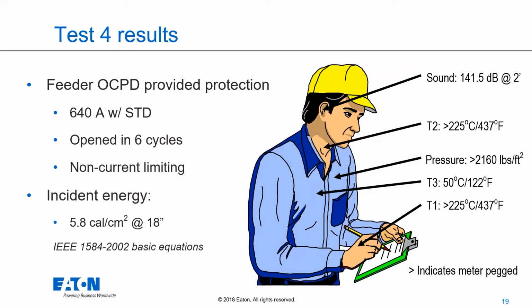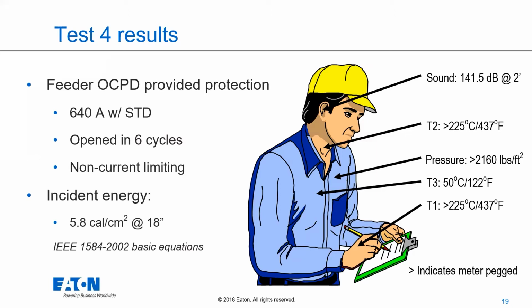6 cycles is longer than a typical molded case breaker, but that is what this type of breaker is designed to open in, right? So this breaker was opening the way it was designed to. Now my incident energy calculation here, 5.8 calories per centimeter squared at 18 inches. That doesn't necessarily mean a lot to us right now, but we'll be able to compare it to the later ones here.